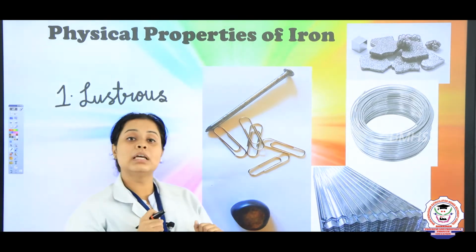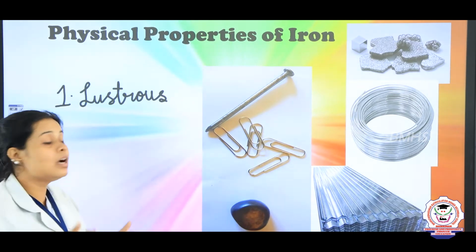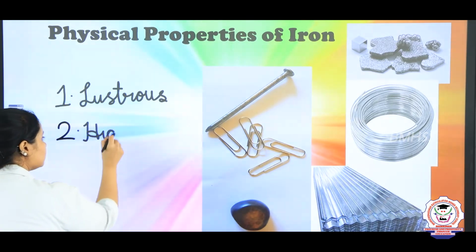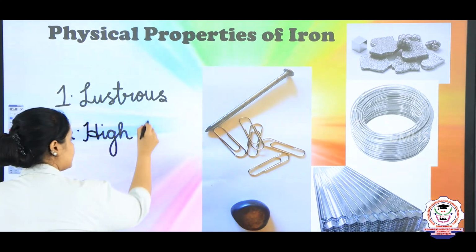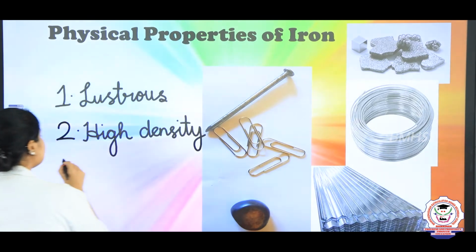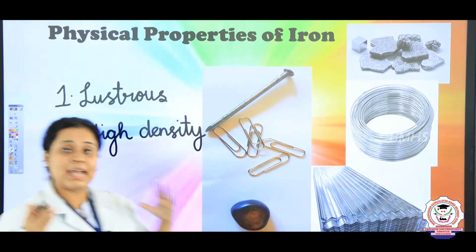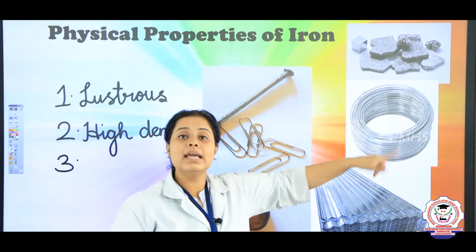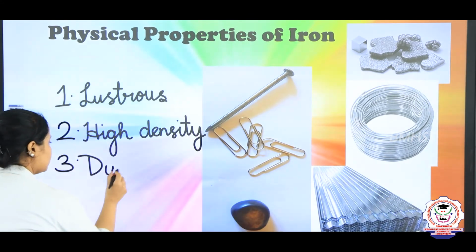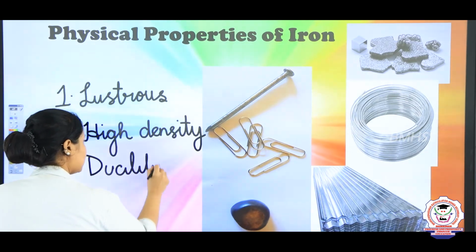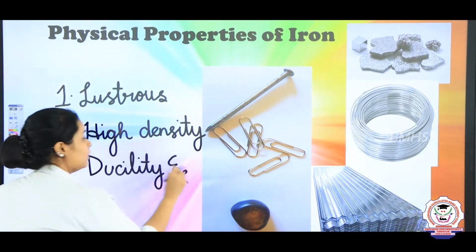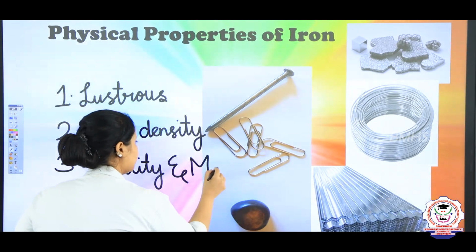The second property is that iron has a high density. So the second point is, it has high density. After high density, you can see that all the iron particles can be made into thin sheets and into wires. So making into wires is known as ductility. And when you are making a substance into thin sheets, the property is known as malleability.